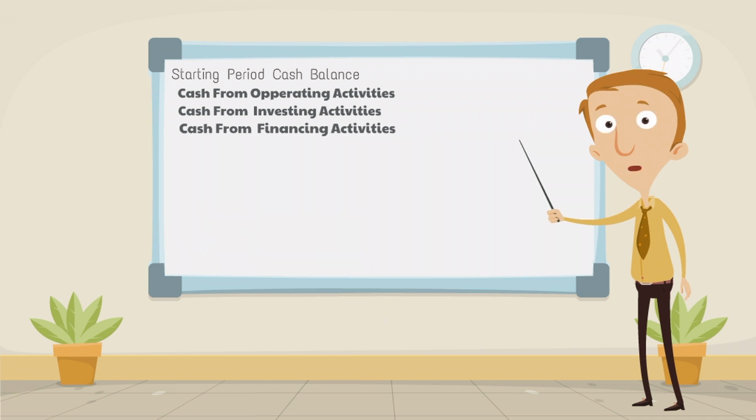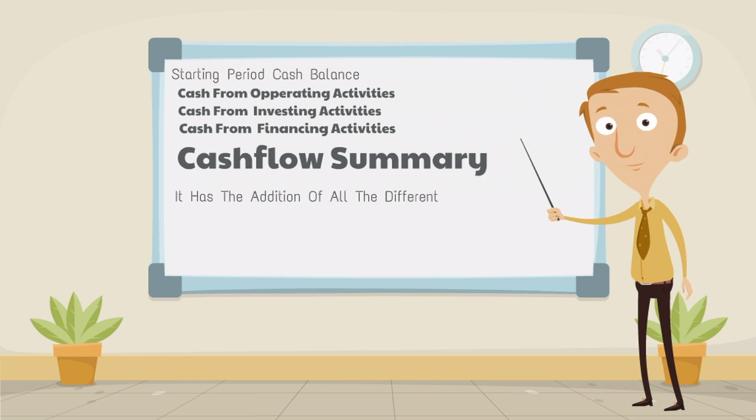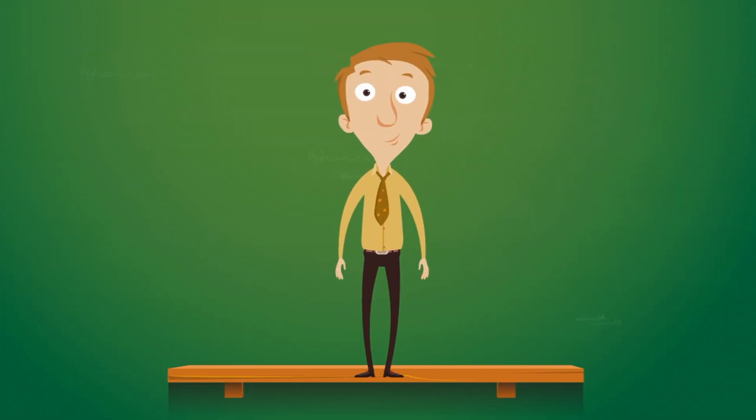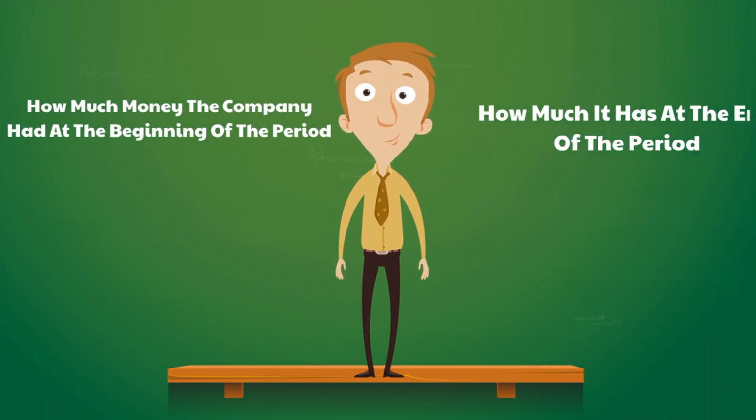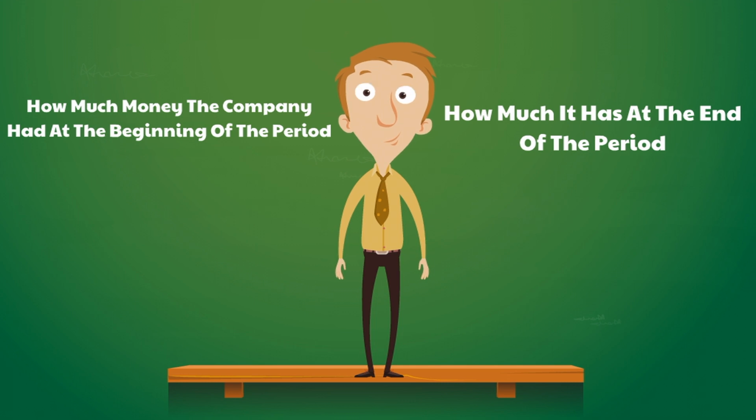Underneath these three sections, you will find the cash flow summary. It has the addition of all the different cash flows into a sum called the net cash flow, which is the total amount of money that came into and out of the business throughout the period the cash flow statement is looking into. The very last lines of the statement show how much money the company had at the beginning of the period and how much it has at the end of the period.